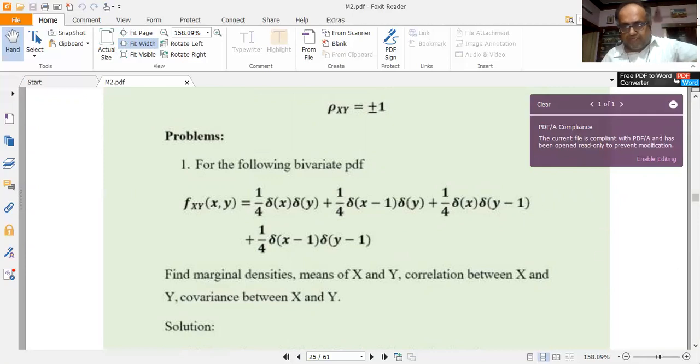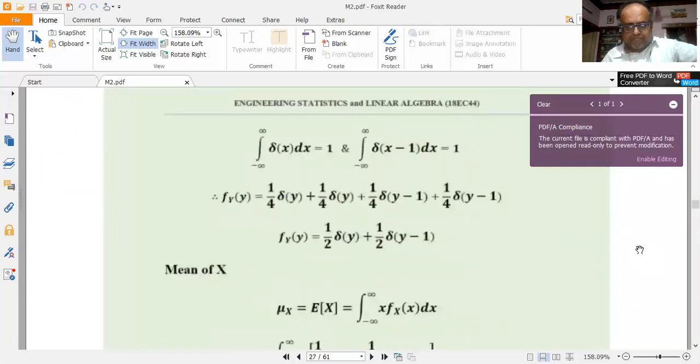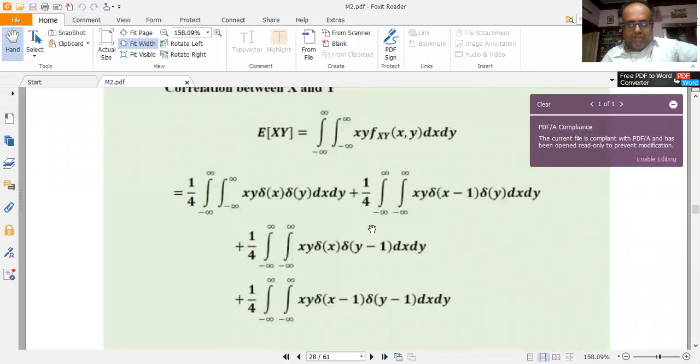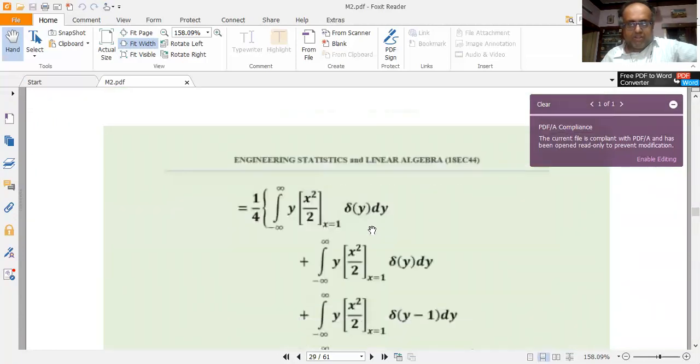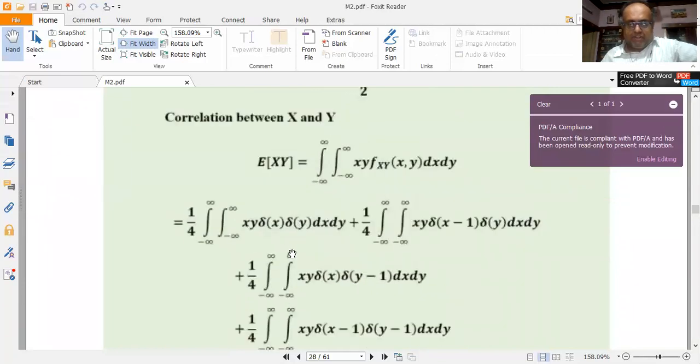So this is how we have done it. Now I need to evaluate these four double integrals.